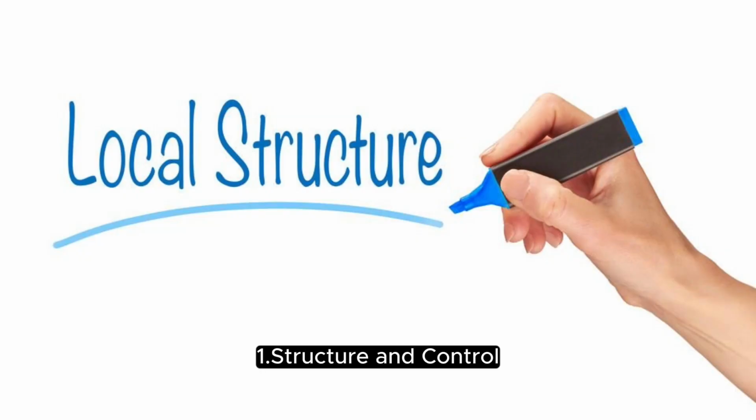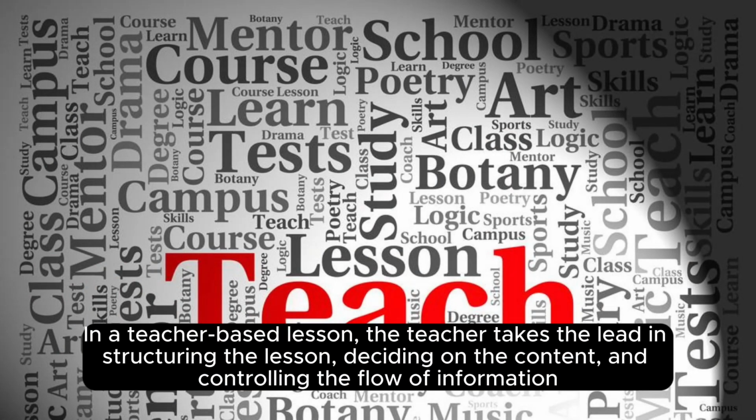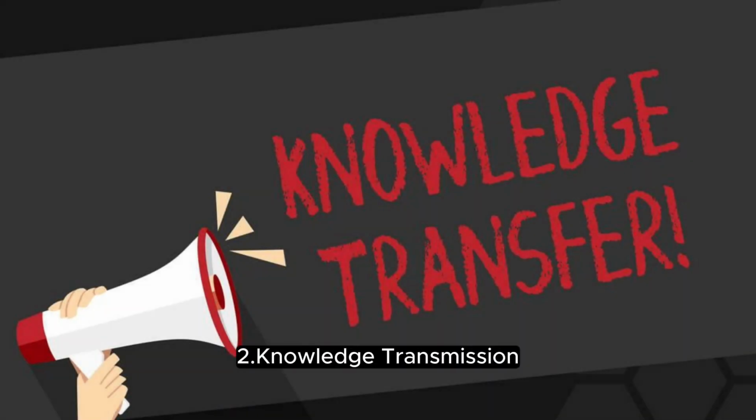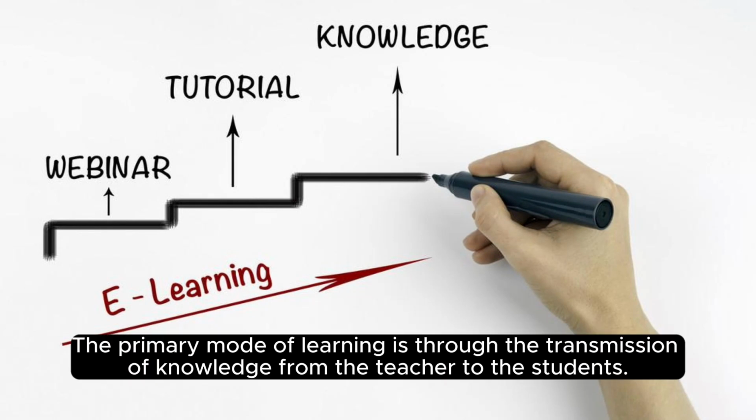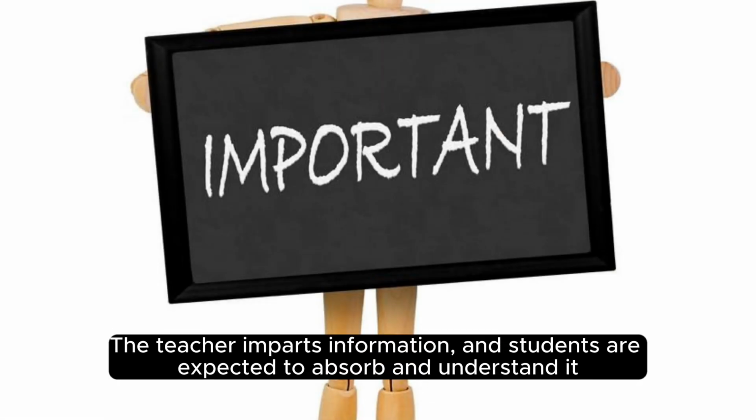1. Structure and control. In a teacher-based lesson, the teacher takes the lead in structuring the lesson, deciding on the content, and controlling the flow of information. 2. Knowledge transmission. The primary mode of learning is through the transmission of knowledge from the teacher to the students. The teacher imparts information, and students are expected to absorb and understand it.